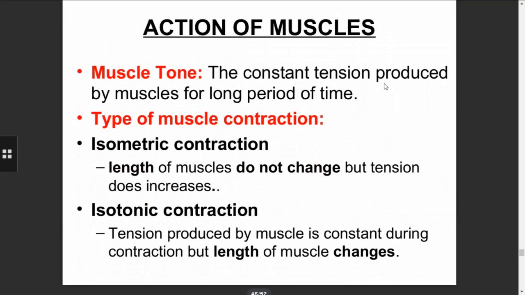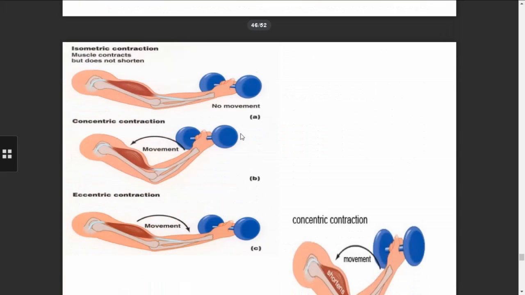Action of muscles. Muscle tone is a constant tension produced by a muscle for a long period of time, like a constant contraction of a part of a muscle is called the muscle tone. Types of muscle contraction. There are many types we can see here.